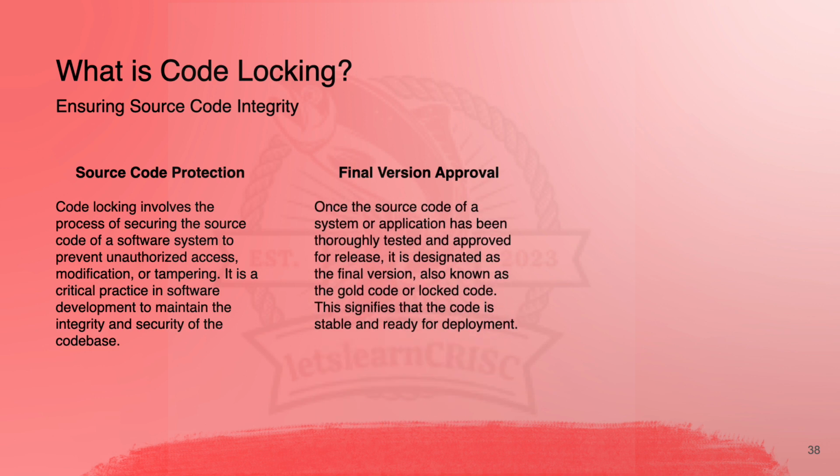Next is about the final version approval. Friends, once thoroughly tested and approved for release, the source code is designated as a final version, right? Also known as a gold code or a locked code. So this signifies that the code is stable and ready for deployment, right?